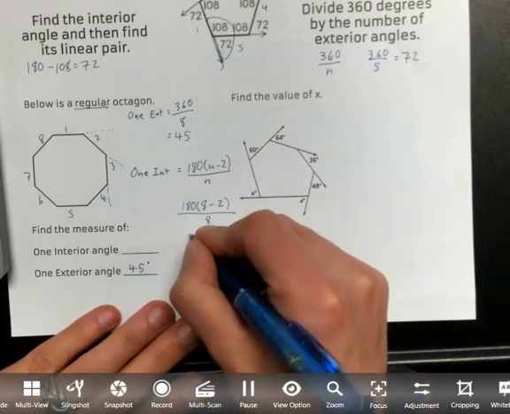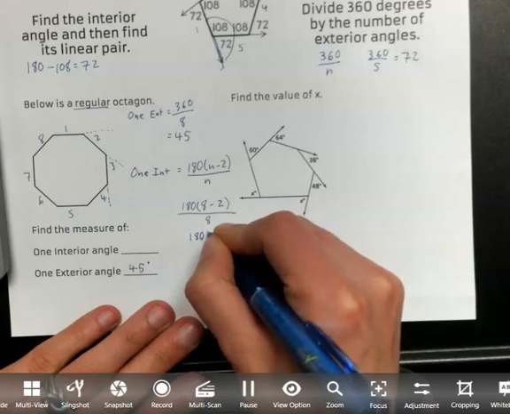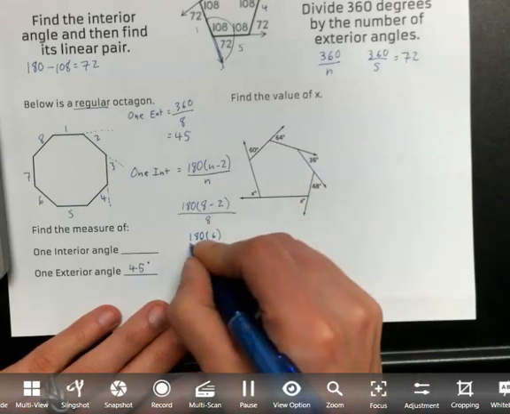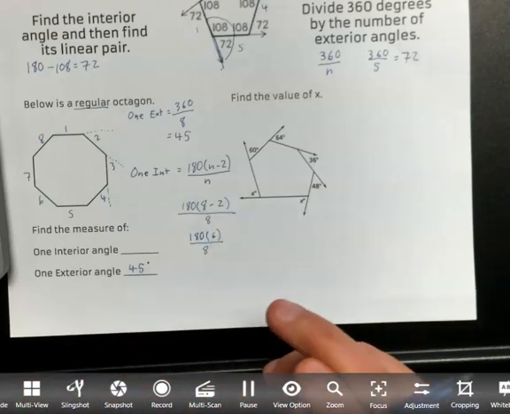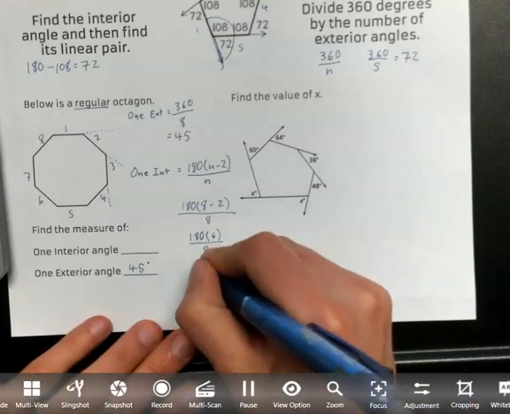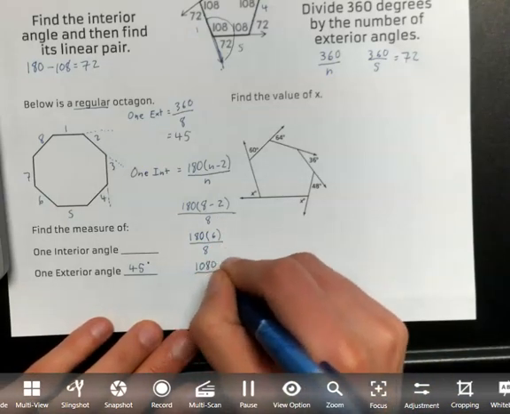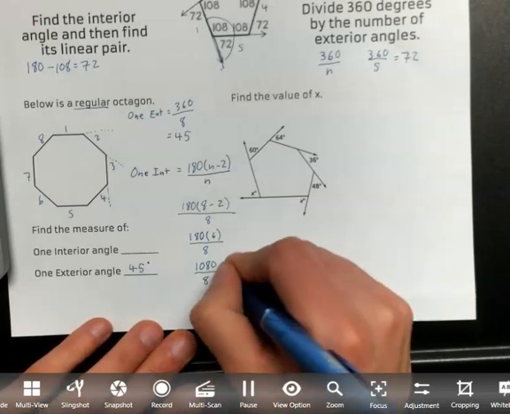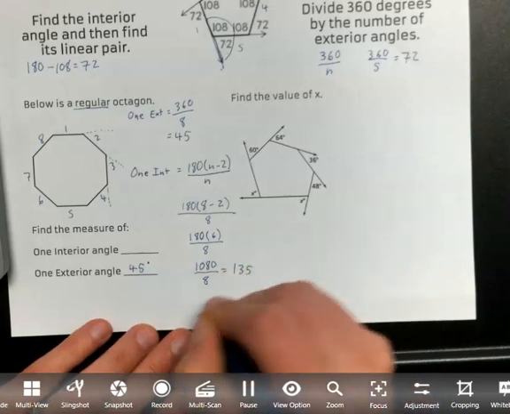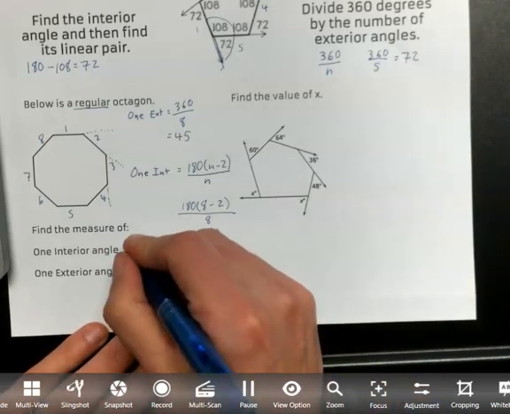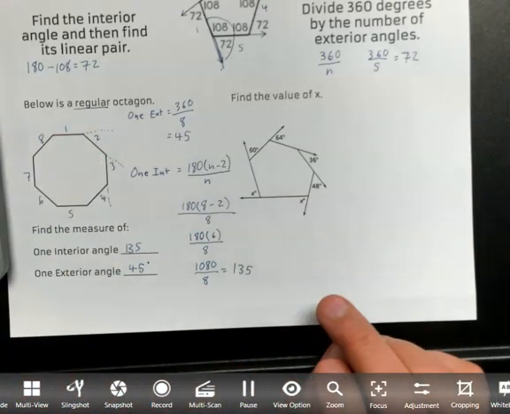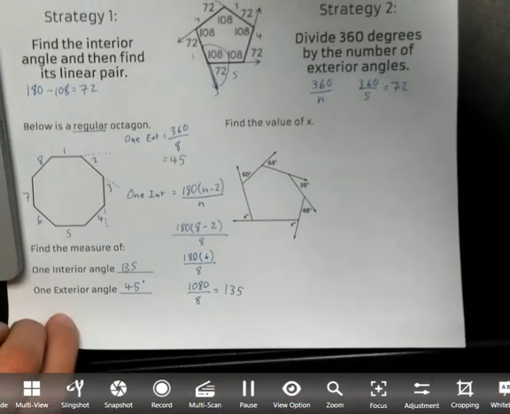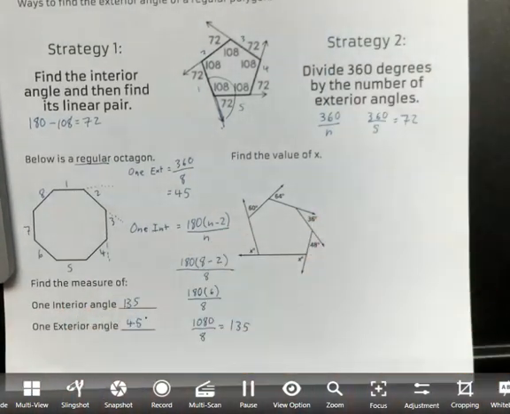So that means we've got 180 times 6 divided by 8. And you're wondering where the 6 comes from? 8 minus 2, right there. 180 times 6 is 1080. And 1080 divided by 8 is equal to 135. So my one interior angle is 135 degrees. Now we've got one more example. That was a regular polygon, meaning all sides are equal. Now let's go on to an irregular polygon. Over here, we know that all sides are not equal because all these angles are not equal.